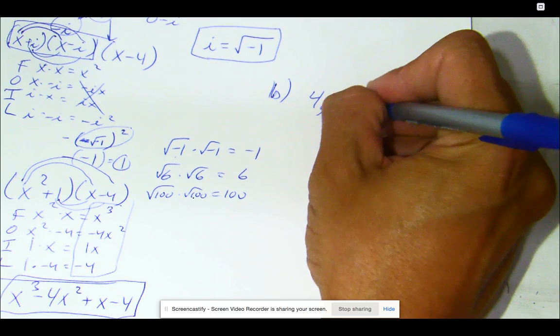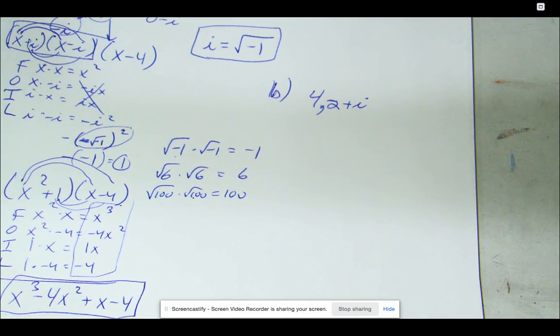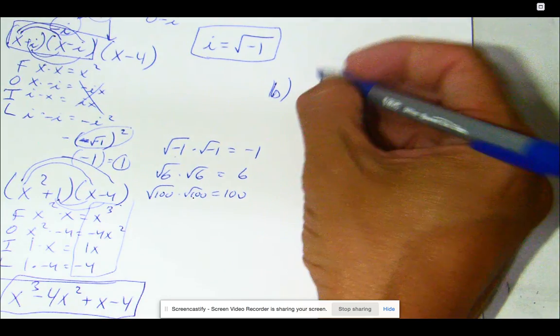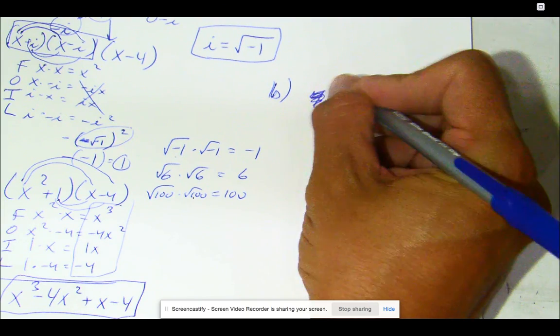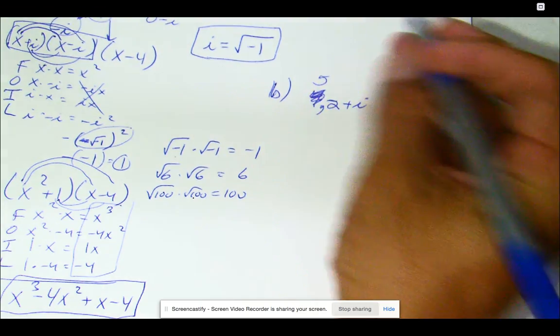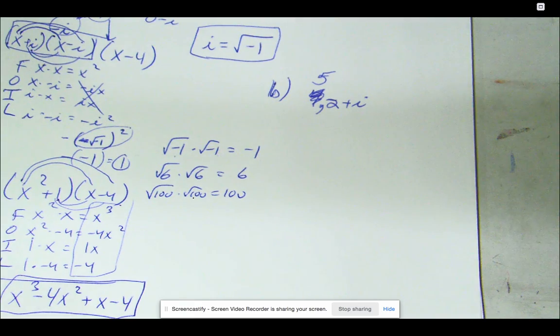Okay, this is the same type of problem. 4 and 2 plus i. Now, we used 4 last time, so why don't we just pick another number? I'm going to pick, how about 5? It's a little different than just picking the ones that I put on the paper, but I'm just going to do a different one.